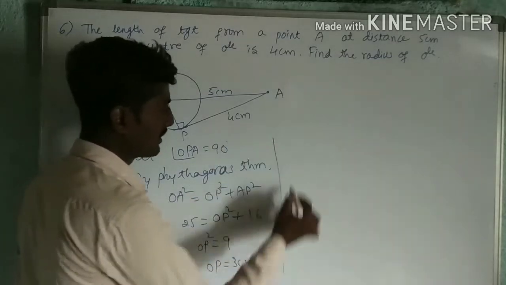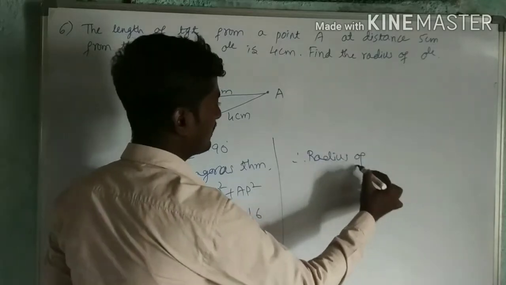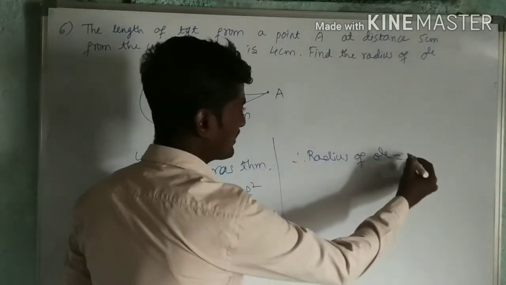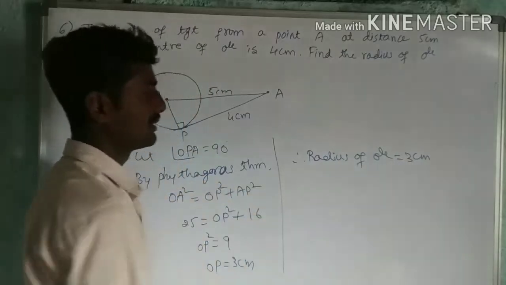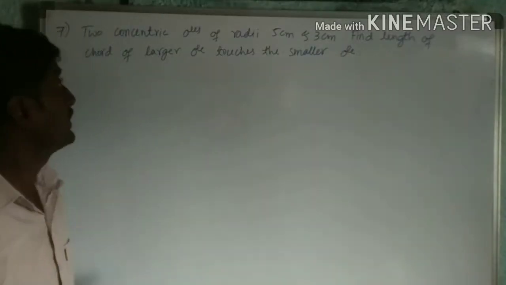Alright, conclusion. Therefore radius of circle is equal to how much? 3 centimeter. Next, seventh question.